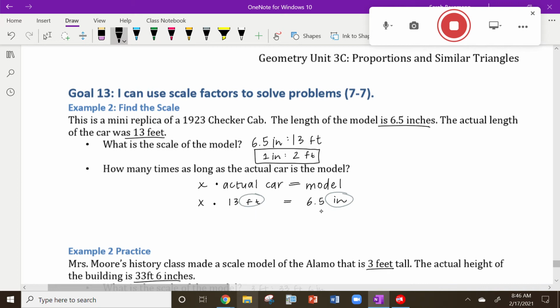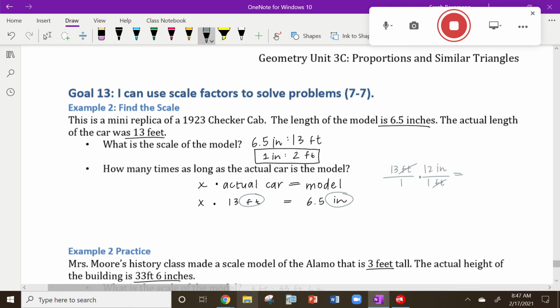So if we tried to divide inches by feet, that's not going to give us a good answer. We want to convert one of these so that they are in the same unit. 6.5 inches is not going to convert to feet very easily, so instead I'm going to choose to convert 13 feet into inches. I know every 1 foot contains 12 inches, so in order for my units to cancel and leave me with inches, I need to be multiplying by 12 inches for every 1 foot.